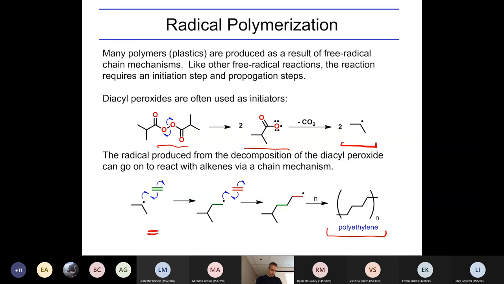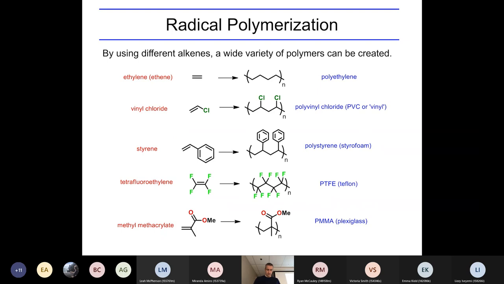If you used propylene instead, you'd make polypropylene. If you use styrene, which looks like this, you'd make polystyrene. So you can make pretty much any polymer you want. There are other methods to do polymerization, but radical is one of the most common. So ethylene gives you polyethylene. Ethene, I think, is the IUPAC name for ethylene. Ethylene is what it's often called.